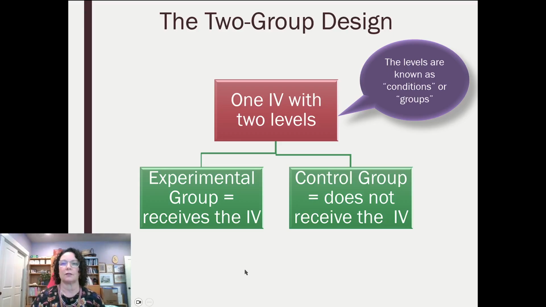All right, so this all gets us to the simplest. So I mentioned the KISS protocol. I just have now defined the independent and dependent variables. Now we are to the two-group design. This is where you have one independent variable with two levels. Now in experiments, levels are known as conditions or groups. When we get a little farther on, we'll start calling them factors.